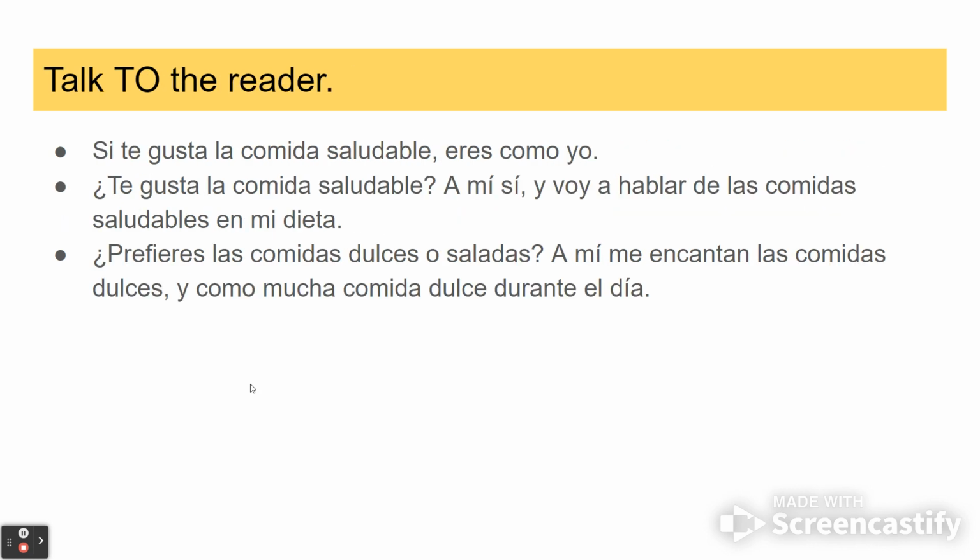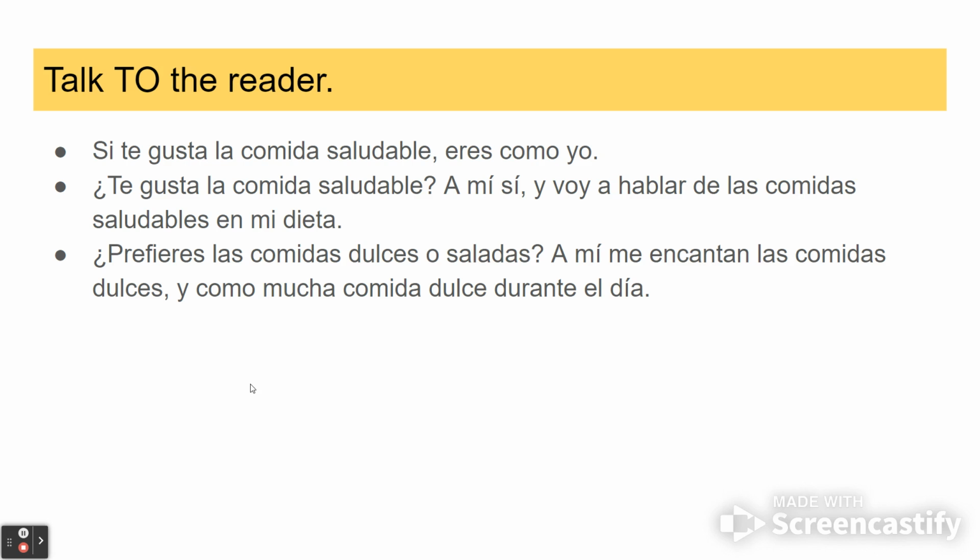Another way to write an introduction, a real basic introduction, is to talk to the reader. Si te gusta la comida saludable, eres como yo. ¿Te gusta la comida saludable? A mí sí, y voy a hablar de las comidas saludables en mi dieta. So it's like you're automatically just talking to the reader, asking a question right off the bat, and then taking it and shaping it so that you can talk about your own self.